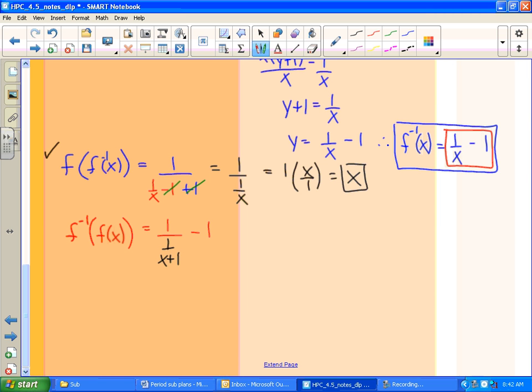Here's another way to look at this is maybe write it like this. F of x is 1 over x plus 1. There you go. Plugging things in. Could have done that on the other one as well. F of 1 over x minus 1.